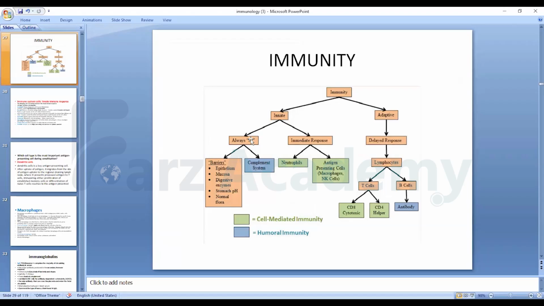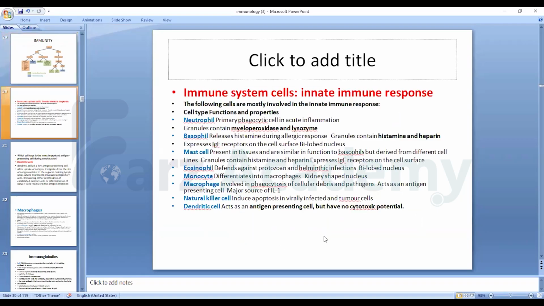Okay, so next we will read about immunity, the types of immunity: innate immunity and adaptive immunity. Innate immunity always gives an immediate response. So what are the barriers? All this we will read, along with cell mediated and humoral immunity. Coming to immune system cells, the innate immune response: what are the cells which are involved? So the cell type, functions and their properties.